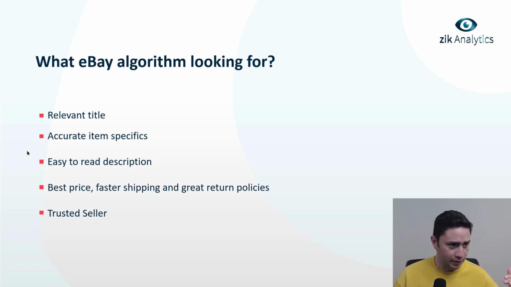You need to write accurate item specifics. Make sure you don't spam the item specific fields with irrelevant information, only things which are really the specifications of your product. And an easy to read description. When I say easy to read, it's not just about being easy to read for your customers, but also for the eBay algorithm. Imagine the eBay algorithm is like a little spider that goes through the whole content on the listing page, reading it and needing to translate it to the results, right?